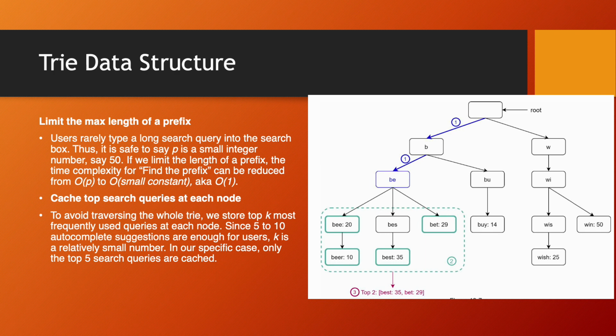Then we could cache top search queries at each node. To avoid traversing the whole trie, we store the top K frequent queries at each node. Since 5 to 10 autocomplete suggestions are enough for users, K is a relatively small number, so in our specific case, only the top 5 search queries are cached.